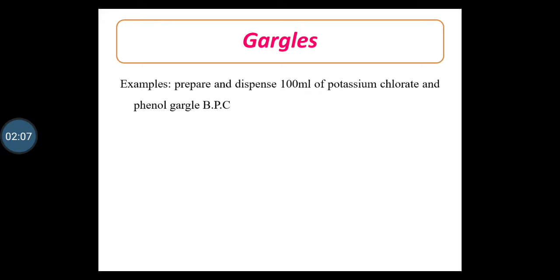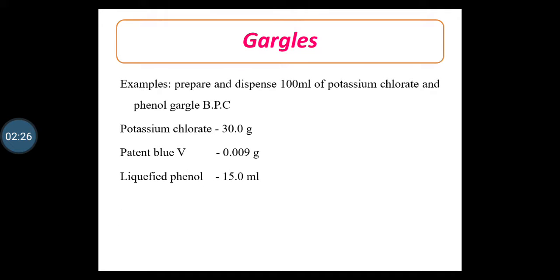Now let us see the example or formulation of gargles. Prepare and dispense 100 ml of potassium chromate and phenol gargle BPC. It consists of potassium chromate 30 gram, then patent blue V 0.009 gram, liquid phenol 15 ml, and water QS to 1000 ml.